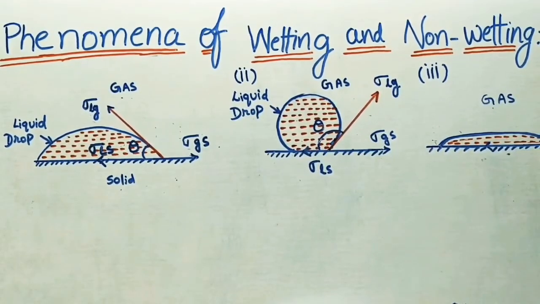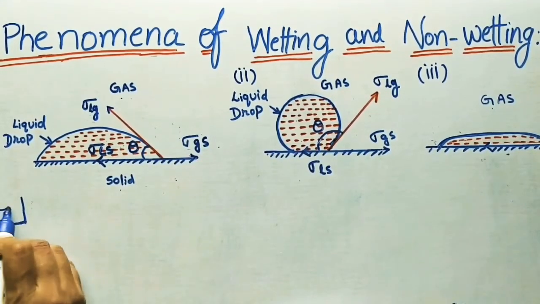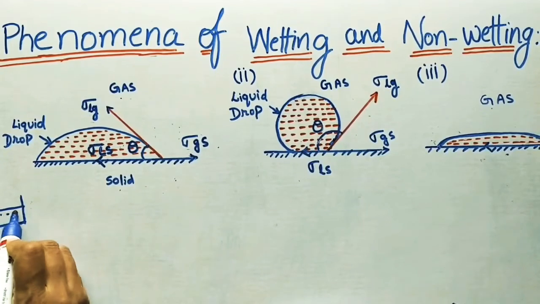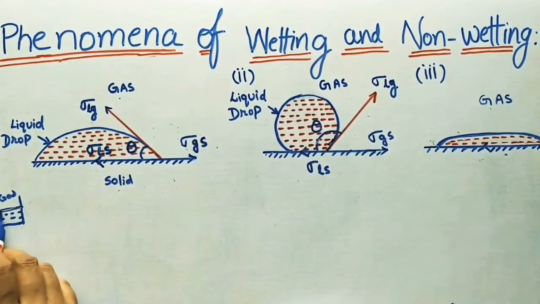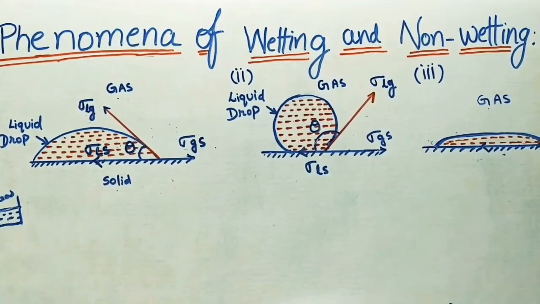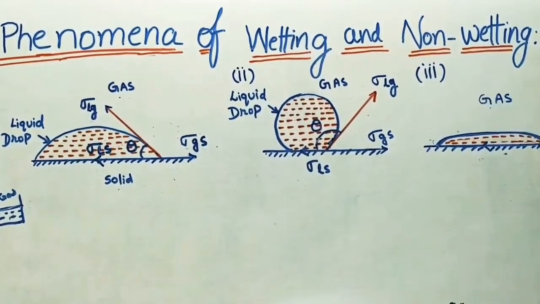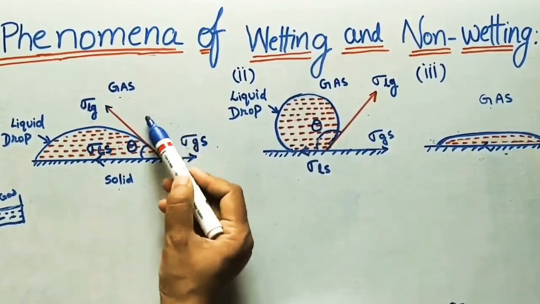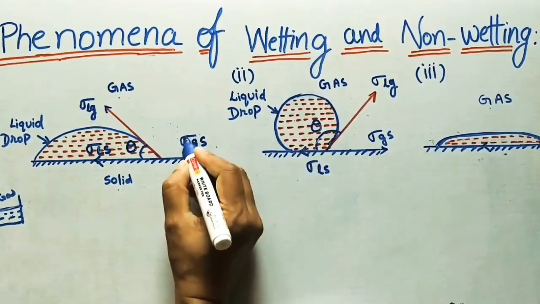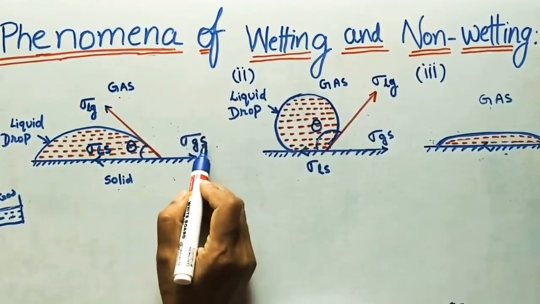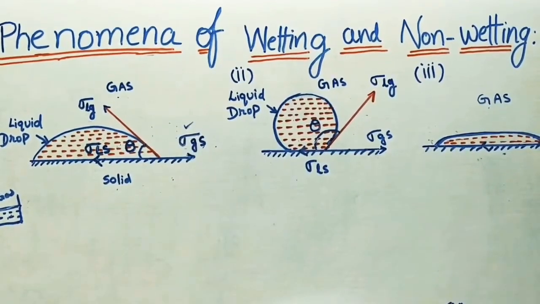As we know, surface tension will develop between two mediums at the interface. Let us take this as some liquid and this as gas. Surface tension will occur at the interface of two mediums. Similarly here also three mediums are there: gas, and solid. For surface tension we take the symbol sigma. Between gas and solid at the interface, surface tension will develop.